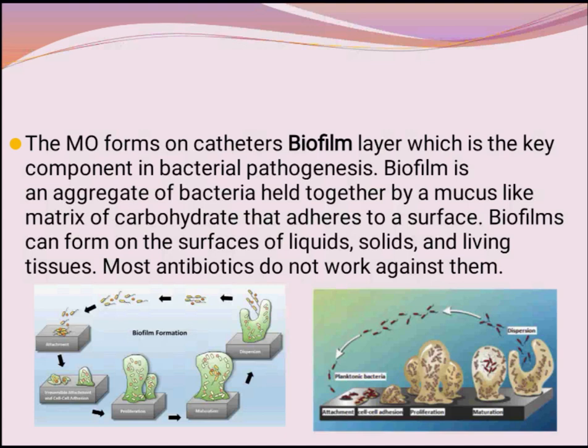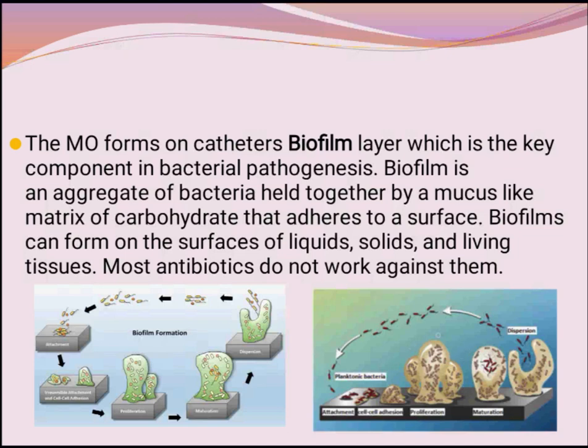Staphylococcus epidermidis does not have virulence factors like Staphylococcus aureus. It doesn't secrete enzymes and toxins like Staphylococcus aureus. The main pathogenic character of this microorganism is the biofilm layer formation. This biofilm layer formation is the key component in the bacterial pathogenesis. What is biofilm? Biofilm is an aggregate of bacteria that are held together by a mucus-like matrix. This mucus-like matrix consists of carbohydrate. It protects the microorganism from the immune system.